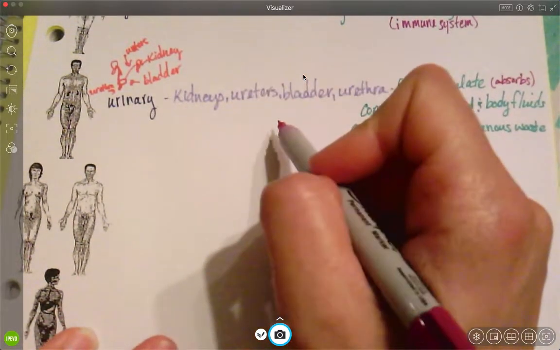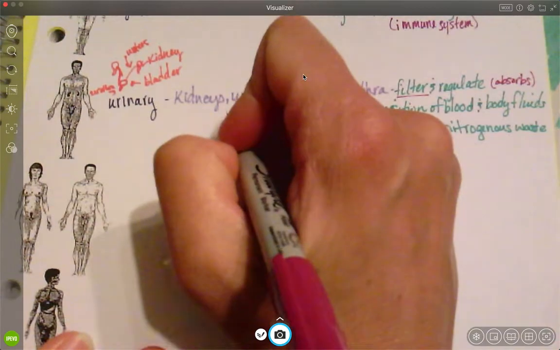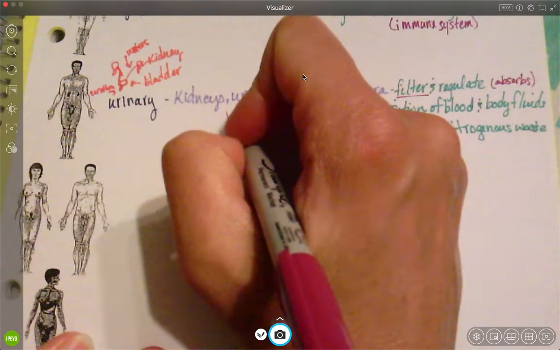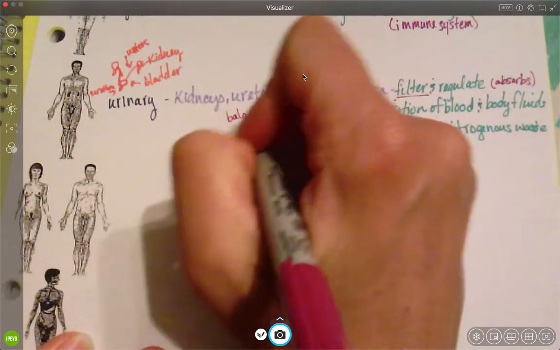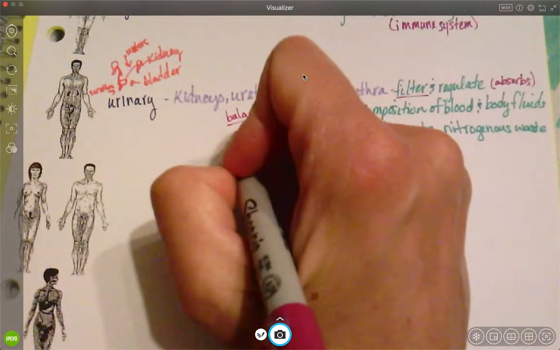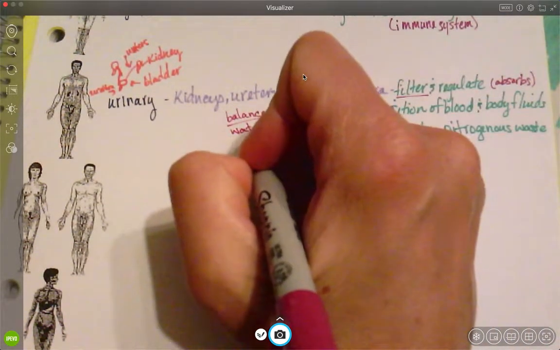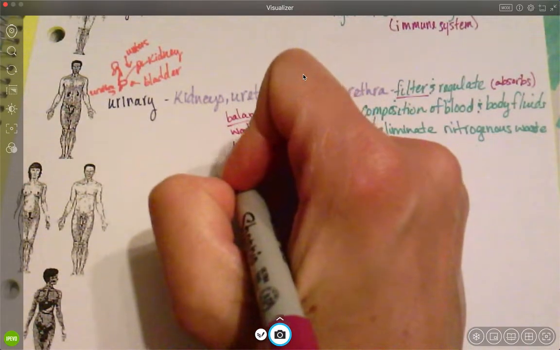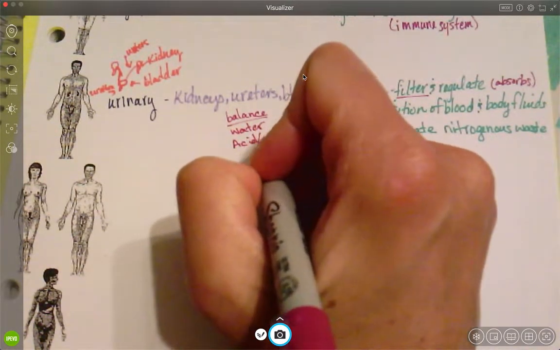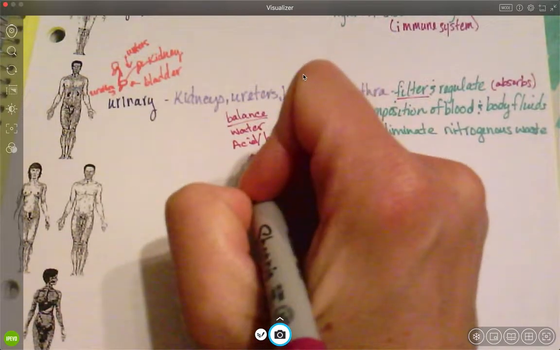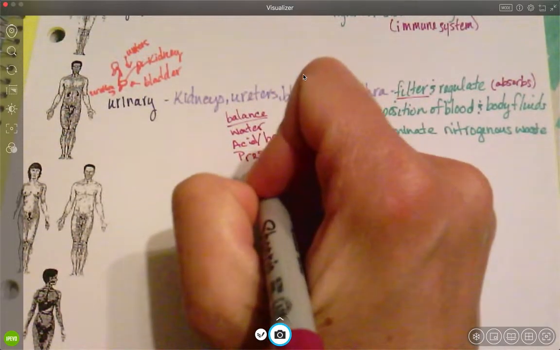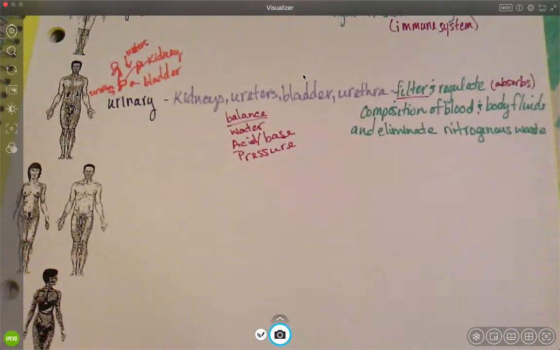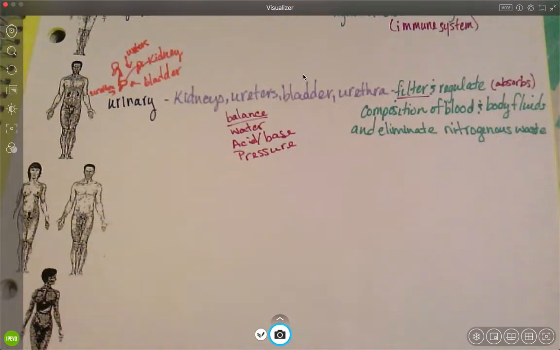And kidneys are going to be my big one for homeostasis, or my urinary system is. So we're looking at the balance, right? My homeostasis. Big ones that kidneys are in charge of is my water, my acid base, and my pressure because of my water levels. So these are three big things with homeostasis that we're going to see with the kidneys and the urinary system.